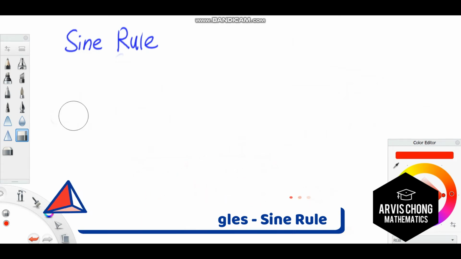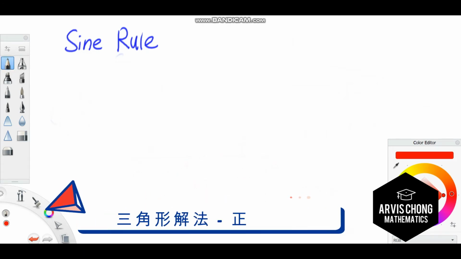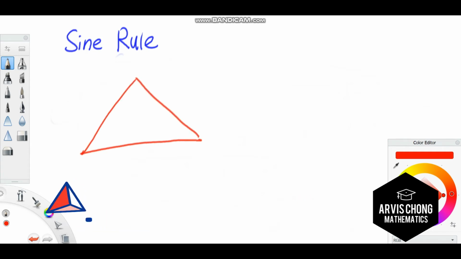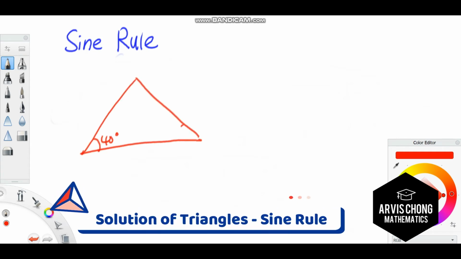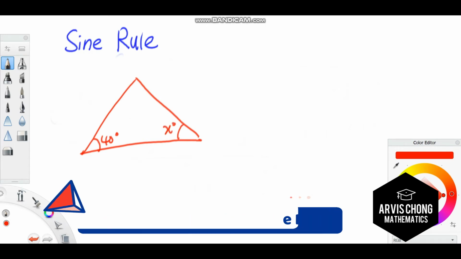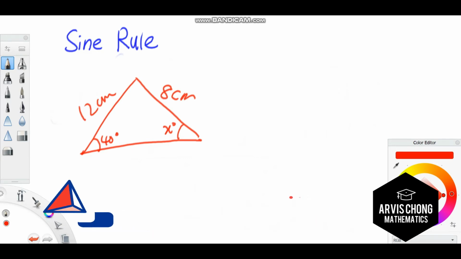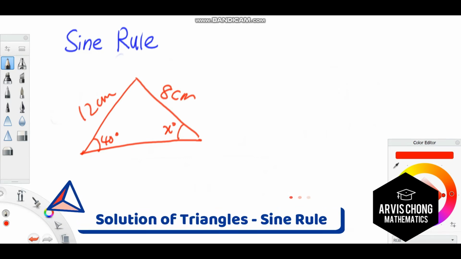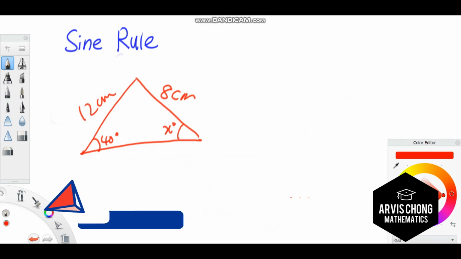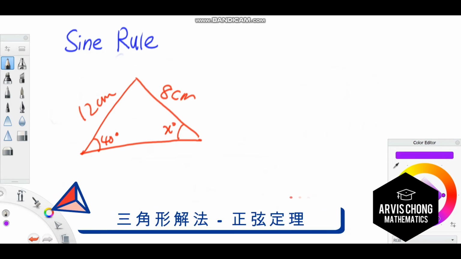Let's see here. We have this triangle. This is 40 degrees. This is x. This is 8 cm, and this will be 12 cm. Okay, and this question is a bit different from the previous questions, where this question asks us to find the angle, right? Angle x. So that means we need to start with sine x on top.